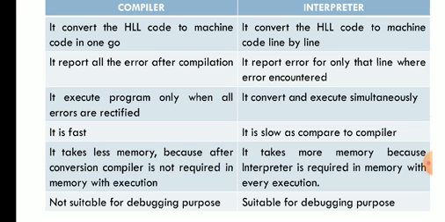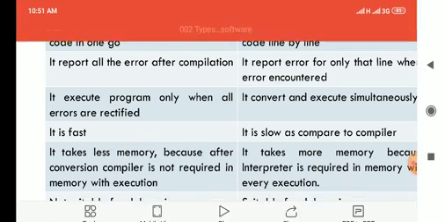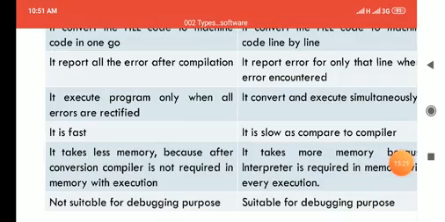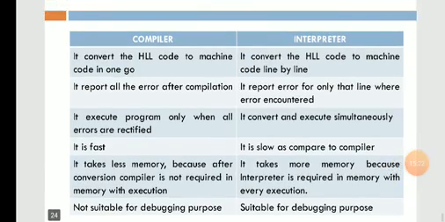Compiler is not suitable for debugging process. Interpreter is very comfortable for debugging process. Debugging, bug means error, debugging means removing error. So these are the differences between compiler and interpreter. Now we'll move on to the next topic.